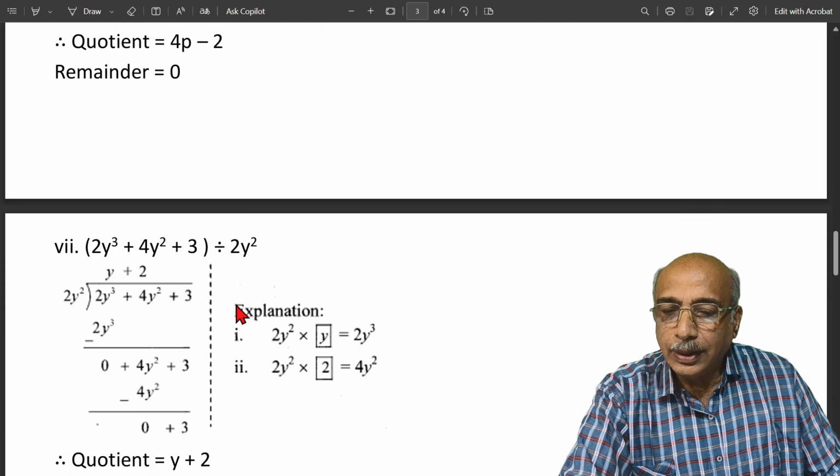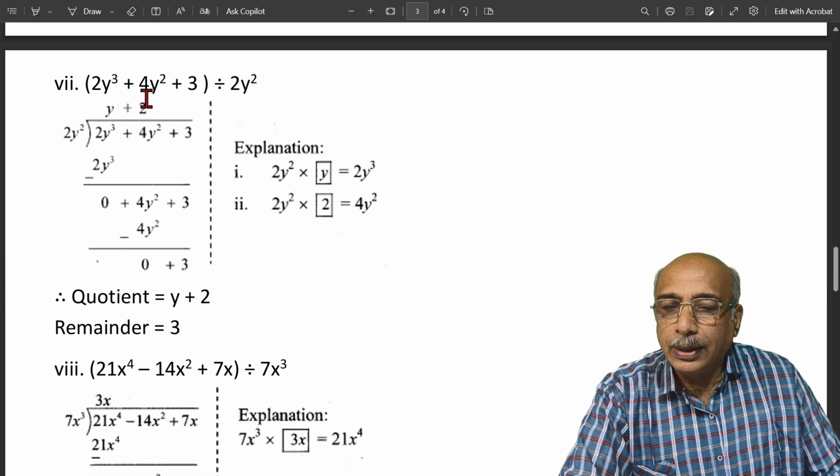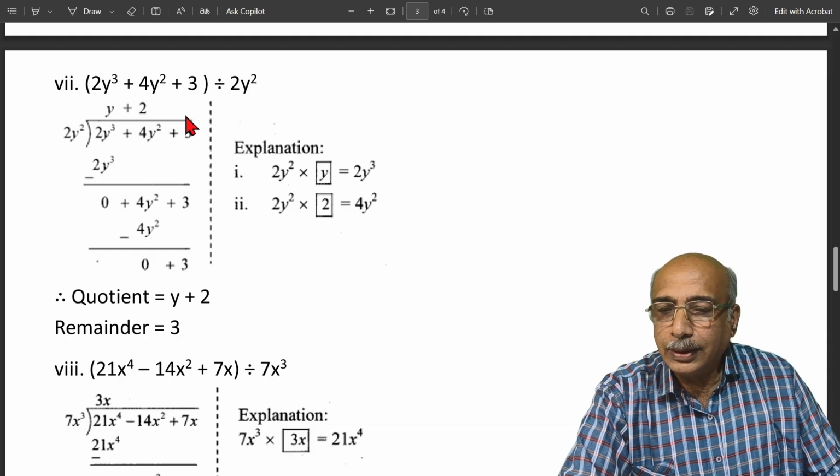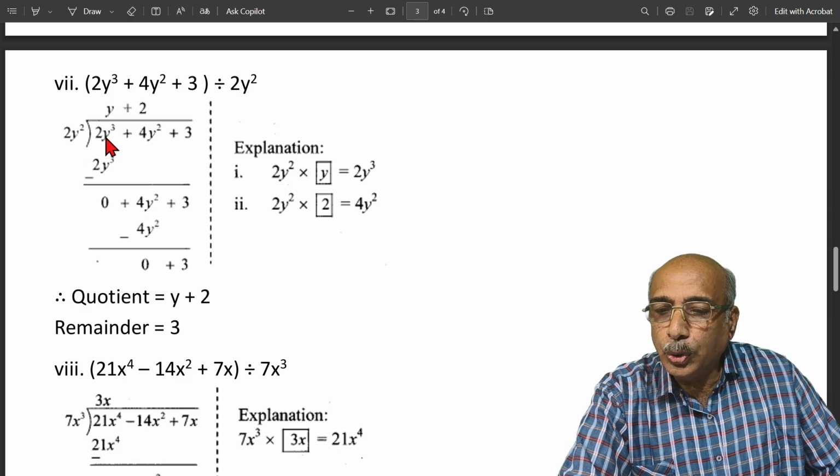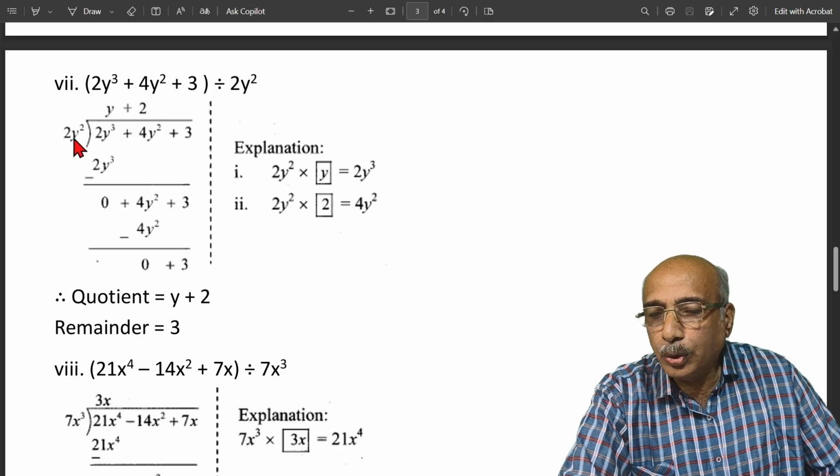Next term, this is trinomial. Trinomial divided by monomial. 3 terms are there. Method remains the same. We'll come across 2y cube. Here it is 2y square. So only multiply by y. First term. You will get 2y cube. Subtract it. Will get remainder 0. This is the explanation for the first term. Bring down the second and third term together.